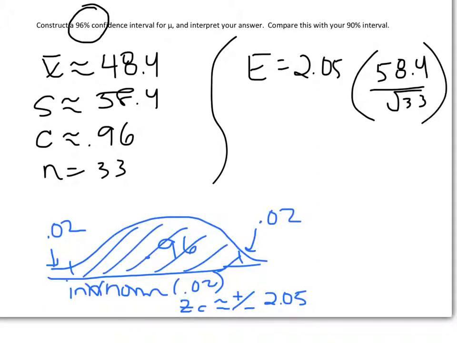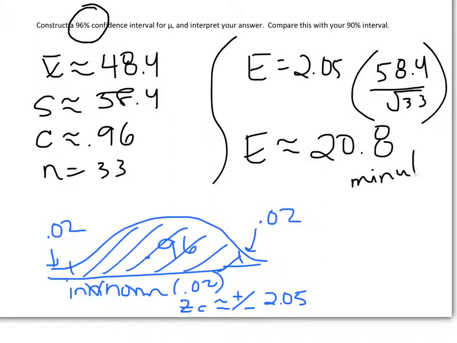So I'm going to get a bigger error. My error is going to end up being, for this one, 20.8, which means I'm going to add or subtract 20.8 minutes. This is still minutes onto my mean. Okay, so changing the confidence level makes my z critical value bigger or smaller depending on which way I go, and that's how it affects the error. Okay, so after this point, you would just do your 48.4 plus or minus 20.8, and you would build your interval, and then you would always want to be able to interpret it the same way we did that last one. Okay, so hopefully that helps.